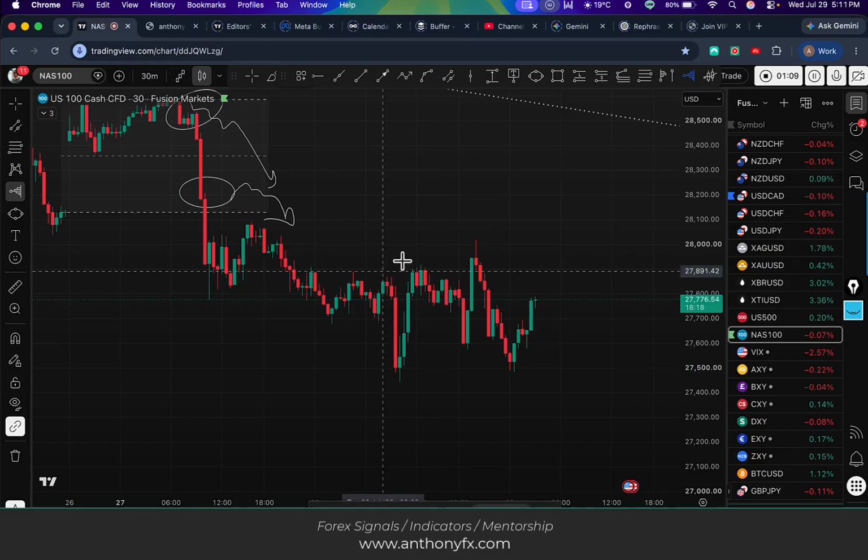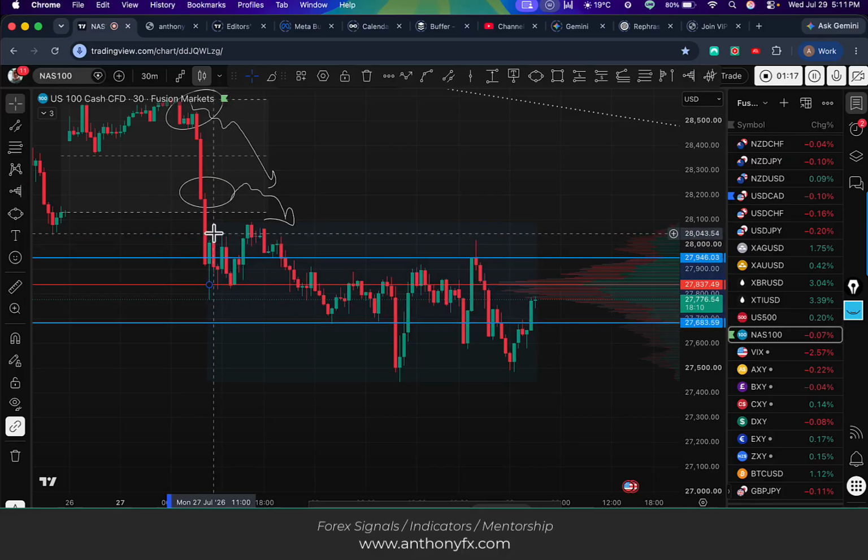I'm going to map out this range. So this goes back to, well, this high as well. So I'm going to go back to this last green candle here, and I'm picking up this high through here and this low. So we're looking at this entire range. So this is currently the red line, right?